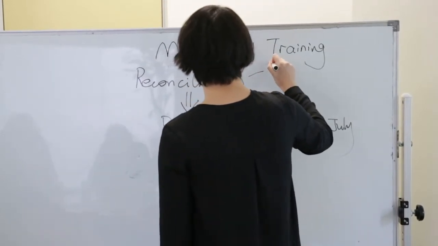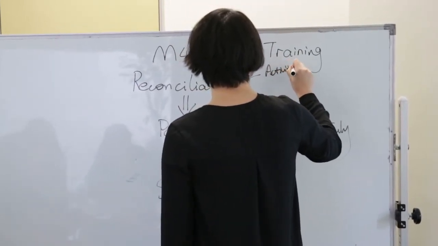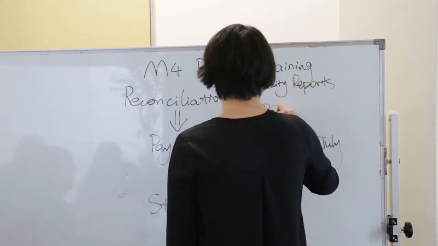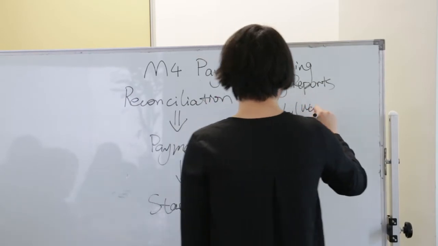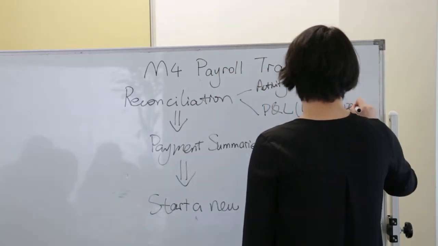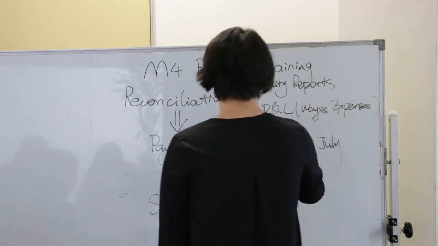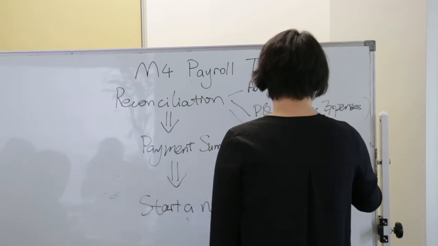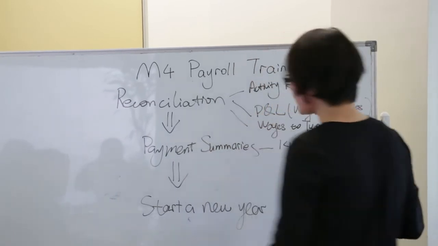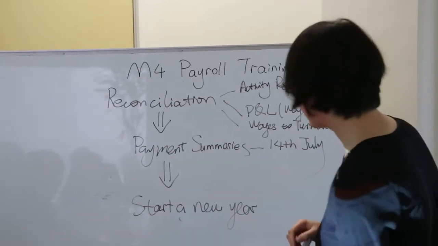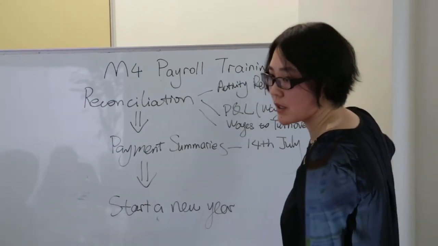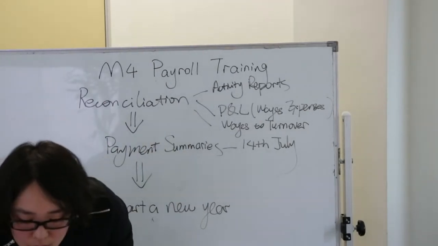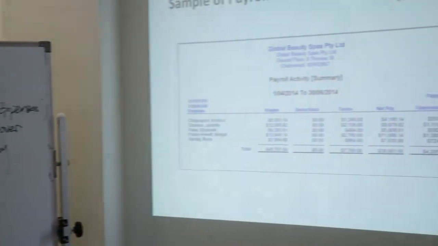So this one's the activity report. We do these three reconciliations. For the activity report, I'll show the example here. So here's the activity report we talked about yesterday.